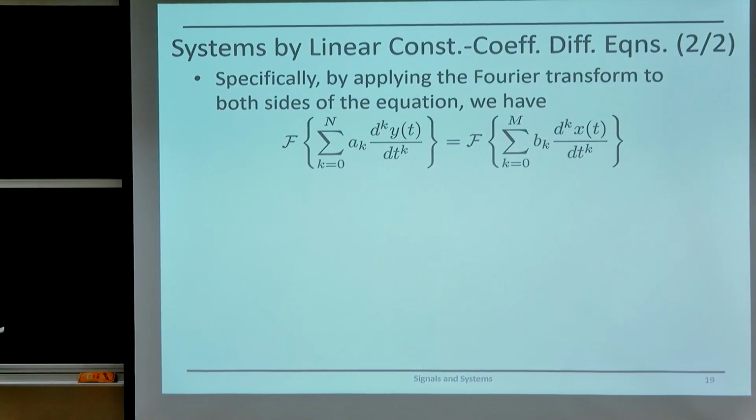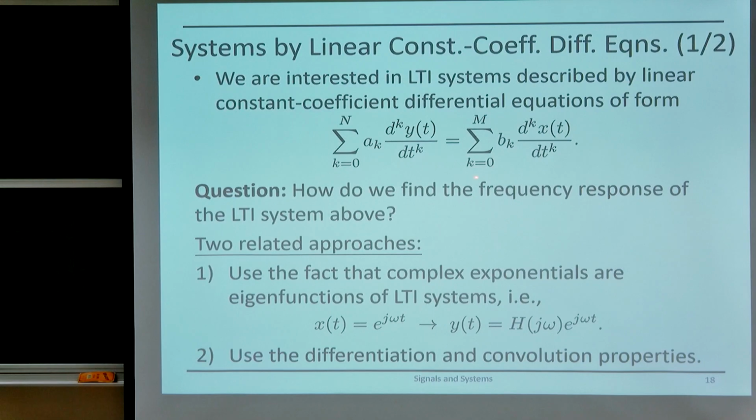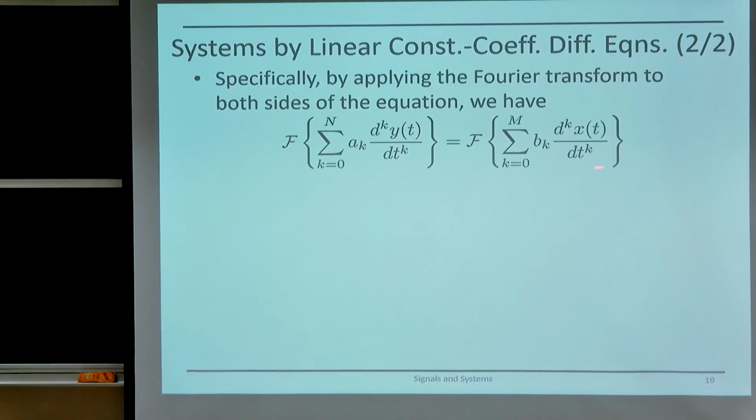So suppose that we want to find the impulse response of this. We can do this by first finding the frequency response. To find the frequency response, we take the Fourier transform of the left-hand side, which will be equal to the Fourier transform of the right-hand side. All right, so this is what you get.